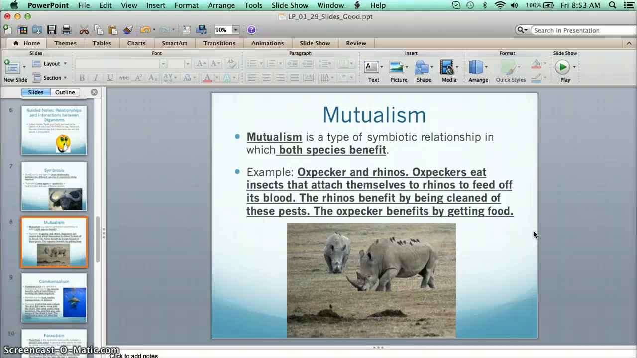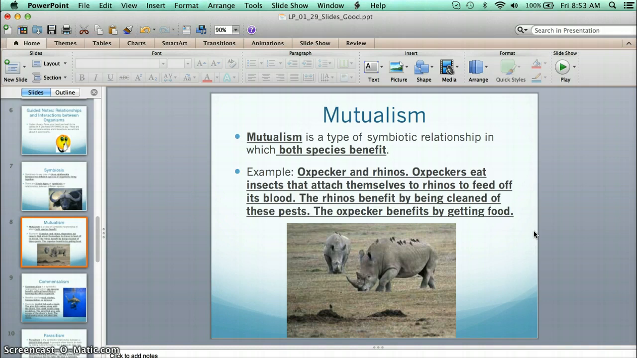Instead of calling it cooperation, we call it mutualism because it's two different species interacting. They're not really cooperating with each other; they're both just benefiting from what each other is doing. So it's more of a mutualistic relationship instead of cooperation. They're not working together to do something, they're just living their own lives, and as they live their lives, they're mutually benefiting from each other. So we call it mutualism. They're both benefiting.